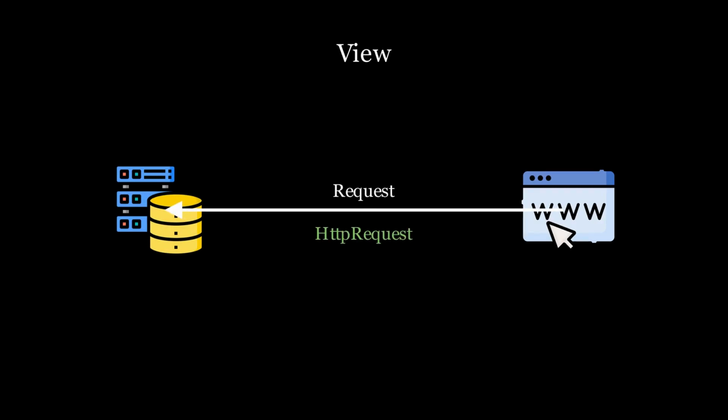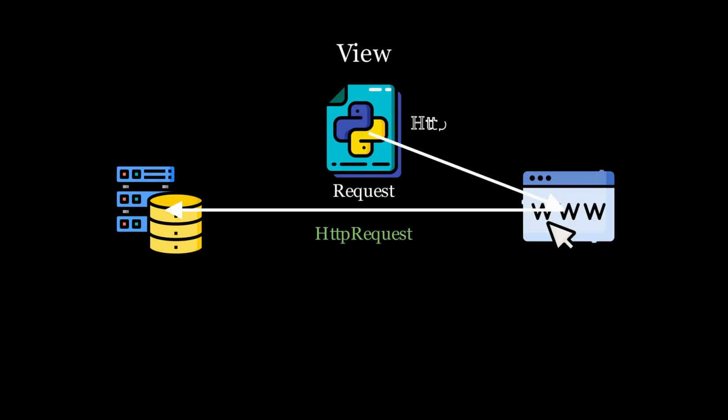What is a view? When a user enters a website, their browser will send a request to retrieve data from your site. A view is a Python function that will receive this request in the form of a Python object, specifically a Django HTTP request object, and will return an HTTP response object. A view can also optionally receive information from the URL of the request, for example, an ID number.